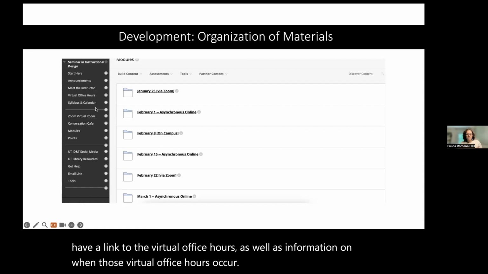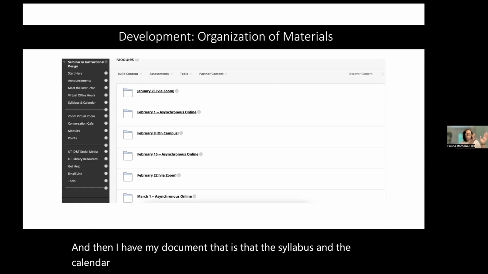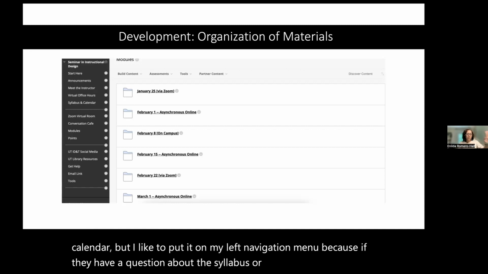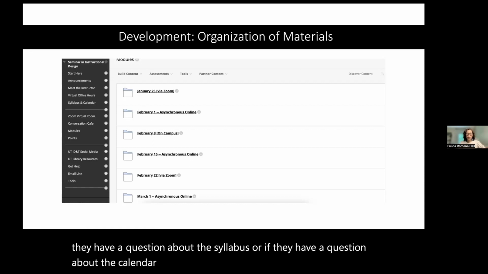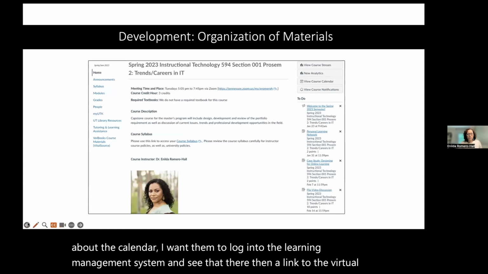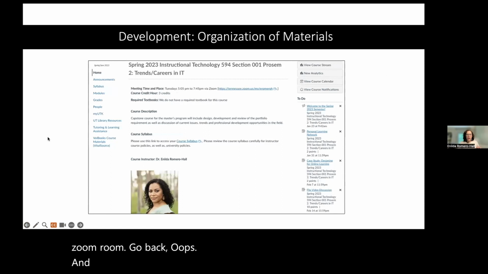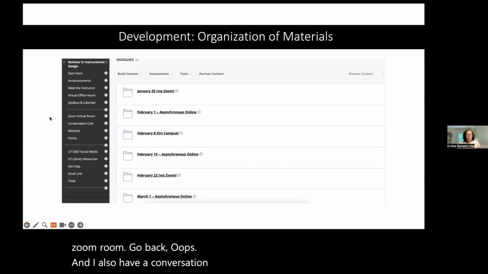Then I have my document that is the syllabus and the calendar, but I like to put it on my left navigation menu because if they have a question about the syllabus or if they have a question about the calendar, I want them to log into the learning management system and see that there. Then a link to the virtual Zoom room. And I also have a conversation cafe.